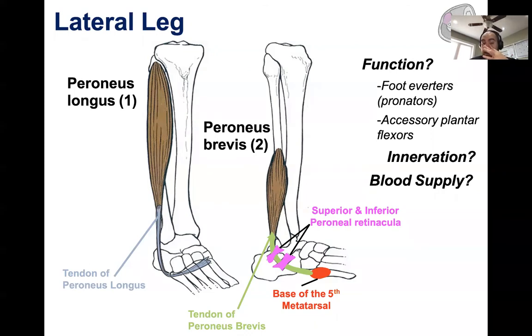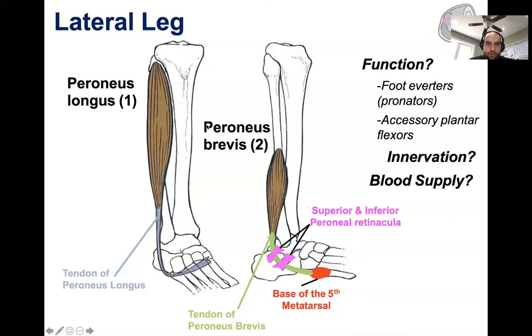So yeah, we have retinacular tissue all over the place, and they function as ways to keep tendons in one place without jumping around. They also have a protective role to protect the tendons as well. So that's kind of how retinacular tissue functions. Now, the innervation of these muscles is the superficial peroneal nerve. So we'll talk about it in the next lecture.